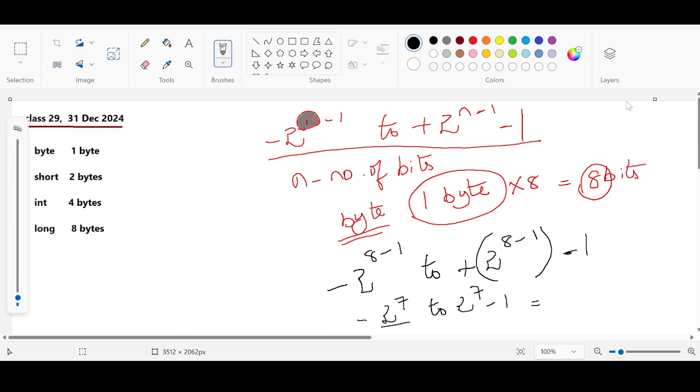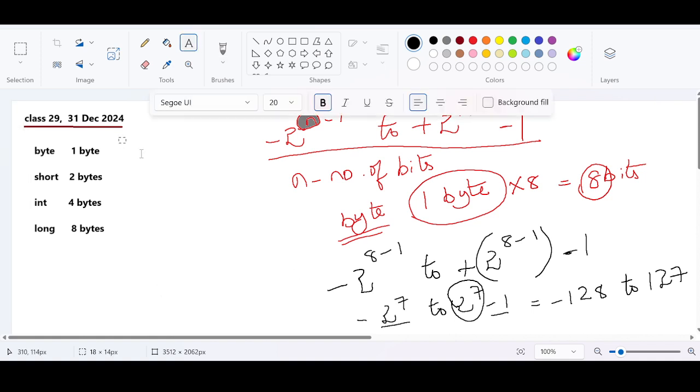Now you're going to get minus 128 to, again, 2 to the power of 7 is 128, minus 1, 127. This is the range value for the byte data type. If I ask you what kind of values the byte data type can store, you should say minus 128 to positive 127. You can store the numbers between these two ranges. From negative to positive, only these ranges are applicable for the byte data type.